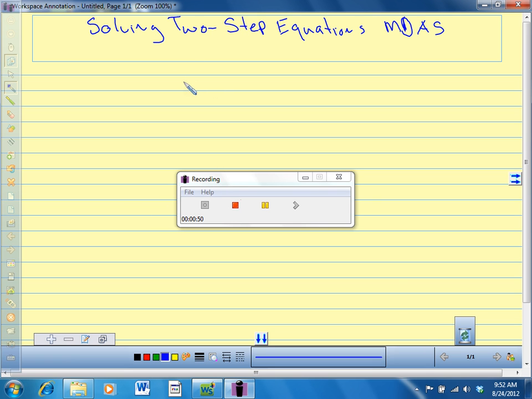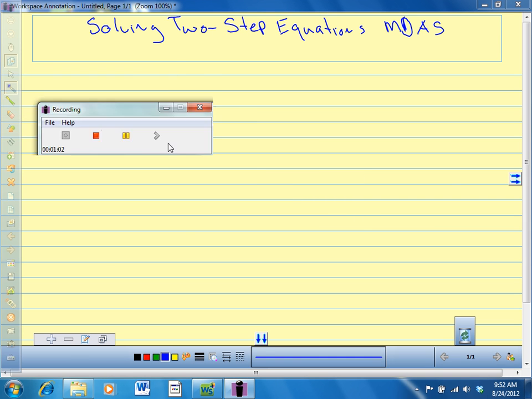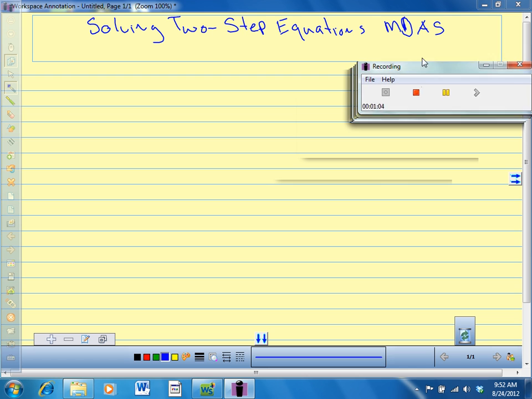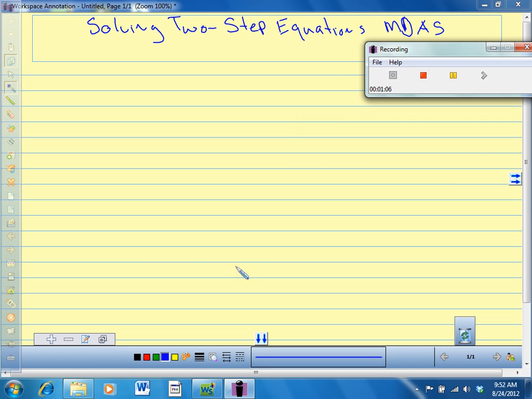So, say for example, I have, let's get rid of this thing. I don't know where to hide this because when it hides, it disappears.